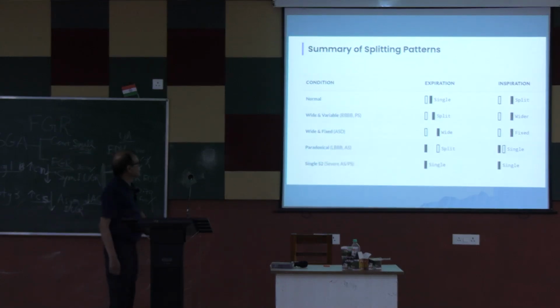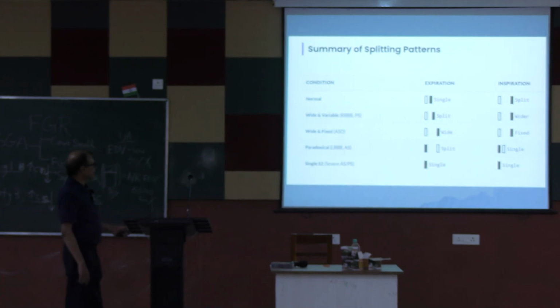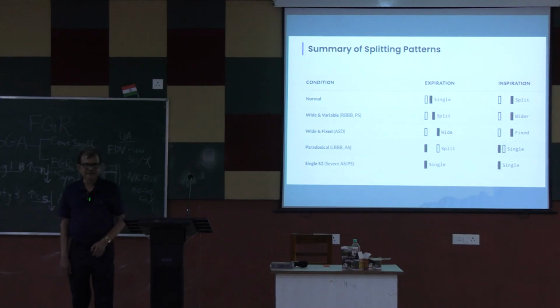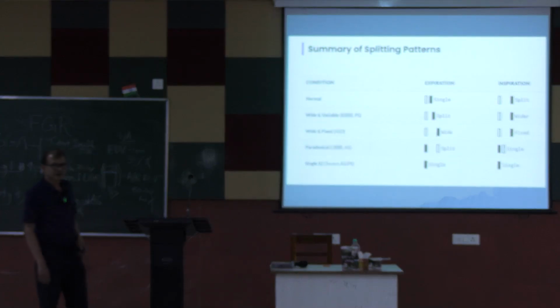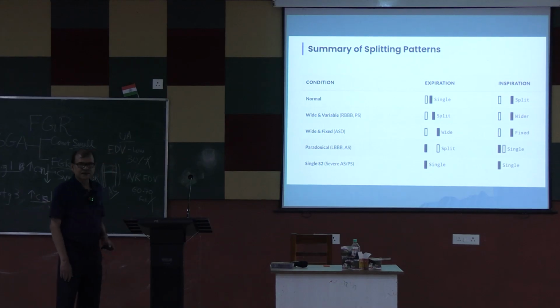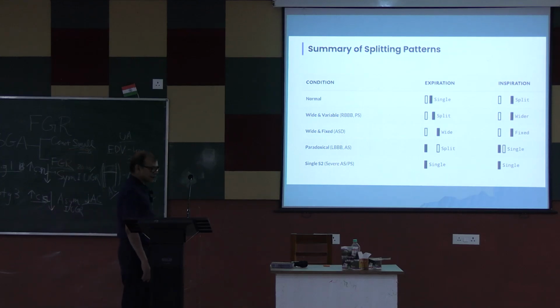Normal: expiration single, inspiration split. Then wide and variable split. Then wide and fixed split. Classical examples are atrial septal defect, right bundle branch block with right heart failure, and total anomalous pulmonary venous connection. Then the paradoxical split, in severe aortic stenosis, and a single S2 in severe aortic stenosis or severe pulmonic stenosis.